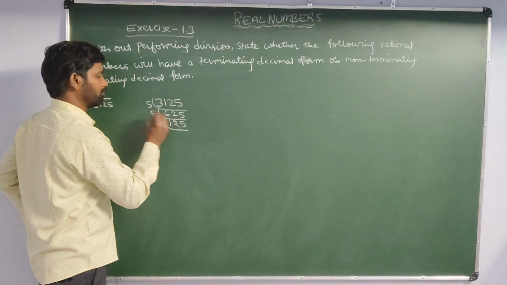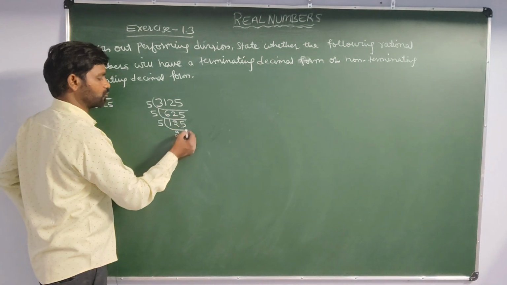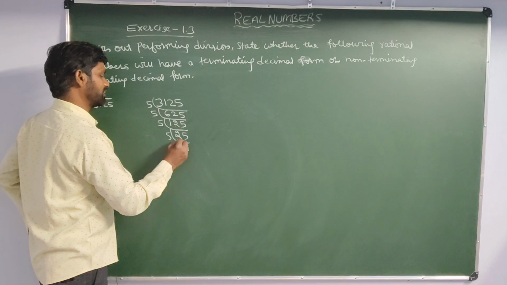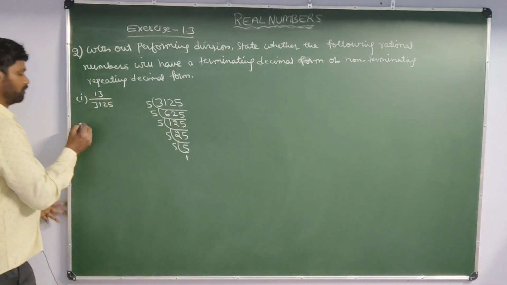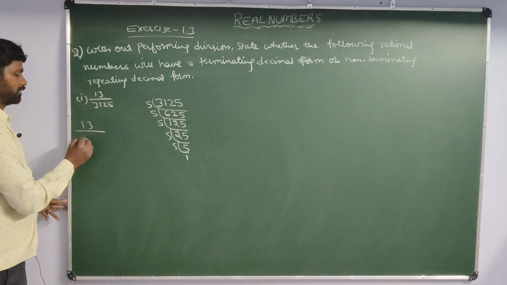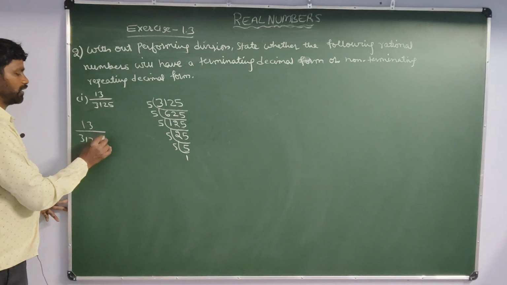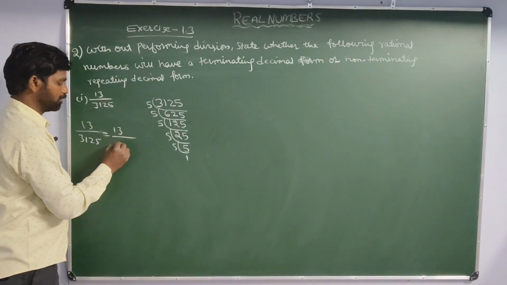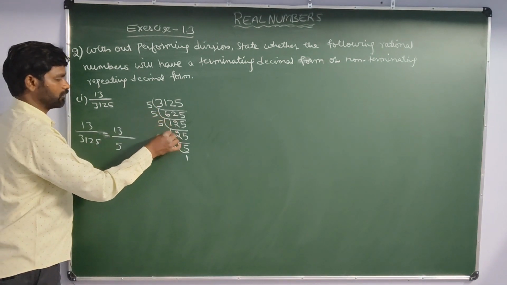So once again, 5 table. 5 twos are 10, 2 remains. 2 5 becomes 25. So 5 5s are 25. Next, 5 5s are 25. Next, 5 ones are 5. So we can write that as 13 by 3125, that is equal to 13 by 5 power 1, 2, 3, 4, 5.